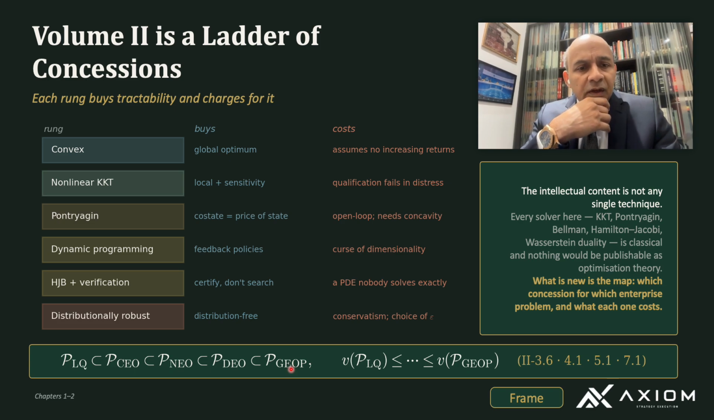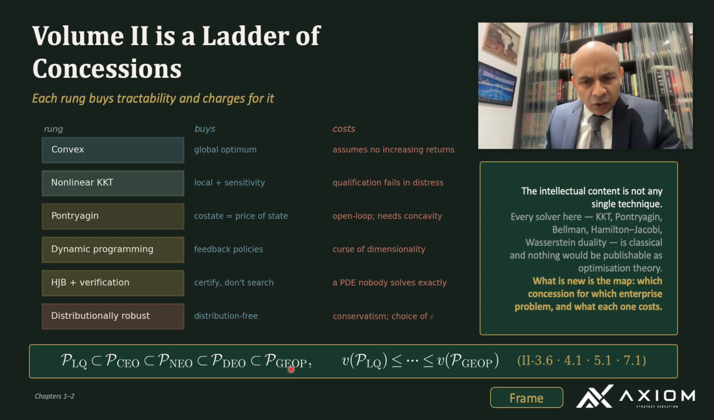Now, value can only improve as the admissible problem class expands. So you can see on the right, V of P sub LQ going over to P sub GEOP. Here, V of P is the best attainable objective value within a given problem class. Because GEOP allows the broadest set of admissible policies and structures, its optimum cannot be worse than the optimum obtained from a more restrictive subclass. Greater modeling flexibility weakly increases the attainable enterprise optimum.